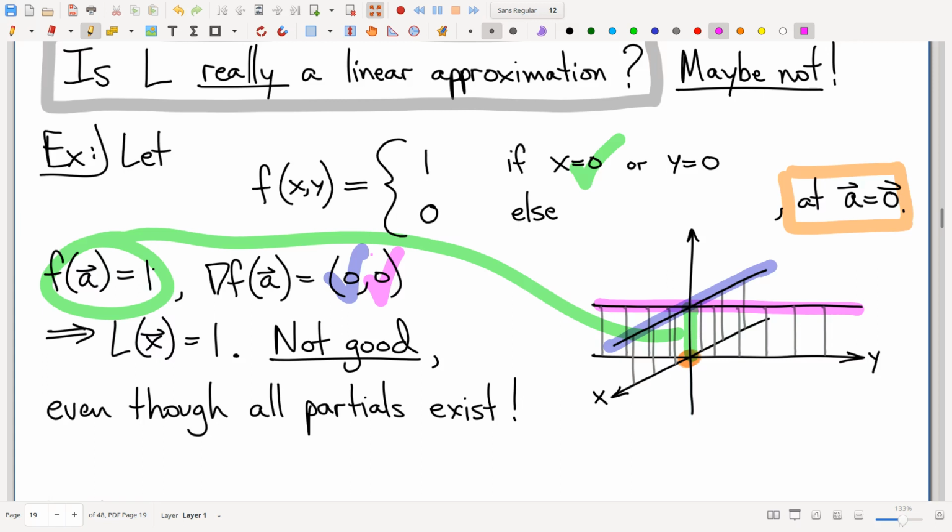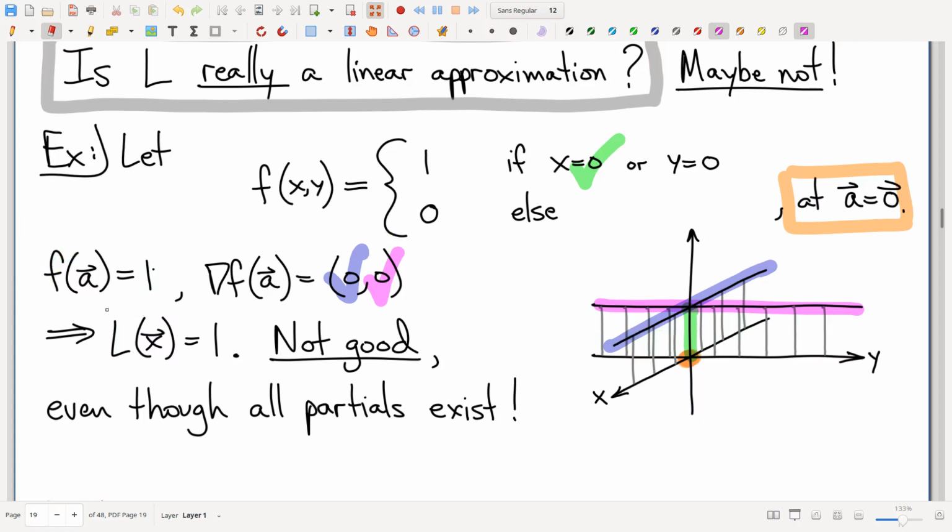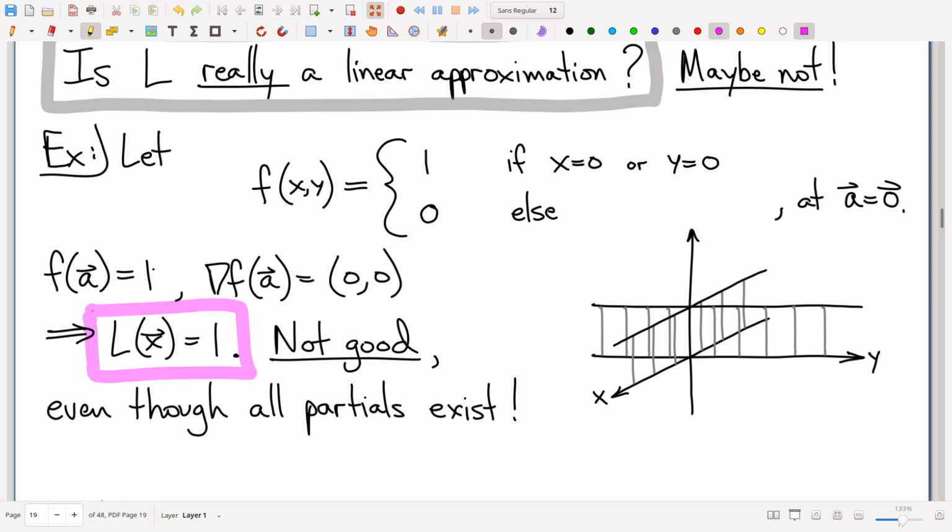Doesn't seem to be a problem so far. I've got f, I've got the gradient. I can put them together with the formula on the previous page, and out comes this linear approximation. The linear approximation is just 1. And I am going to assert that this is unacceptably bad. This is not in any reasonable sense an actual approximation of this function.